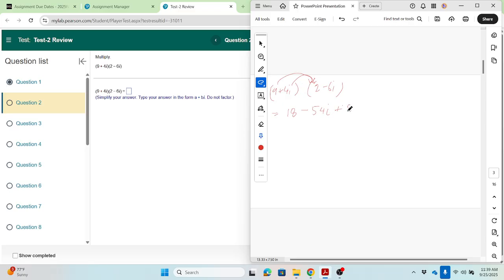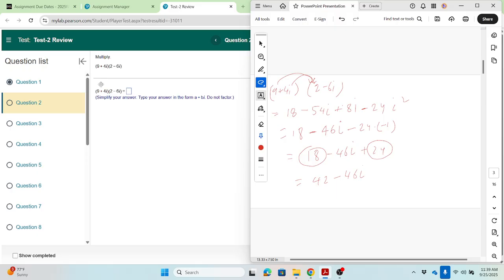So 4 times 2 is 8i, positive times negative is negative, 4 times 6 is 24, i times i is i squared. So it's 18 minus 54i plus 8i. So if you combine these two, it will be negative 46i, and then for i squared you can replace it by negative 1. So it's 18 minus 46i plus 24. You can add 24 and 18, which is 42 minus 46i.